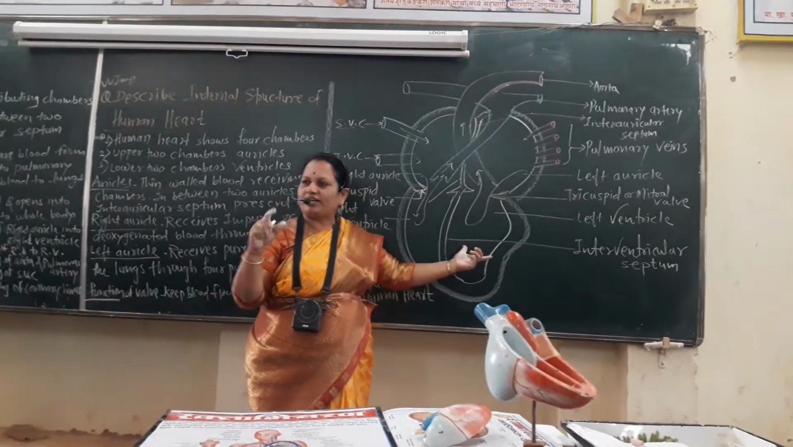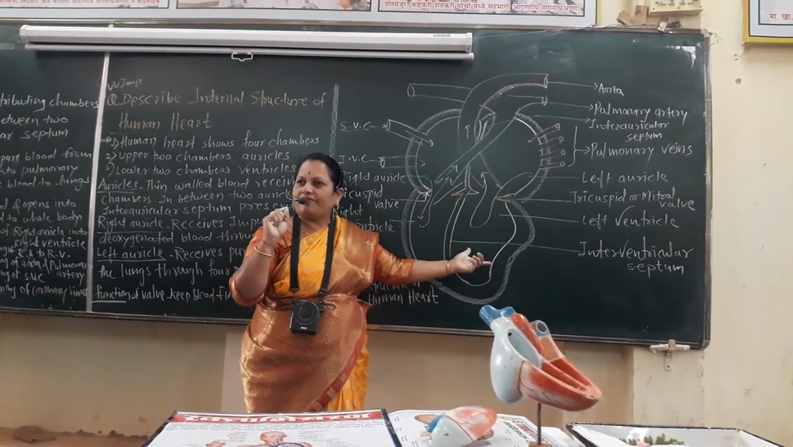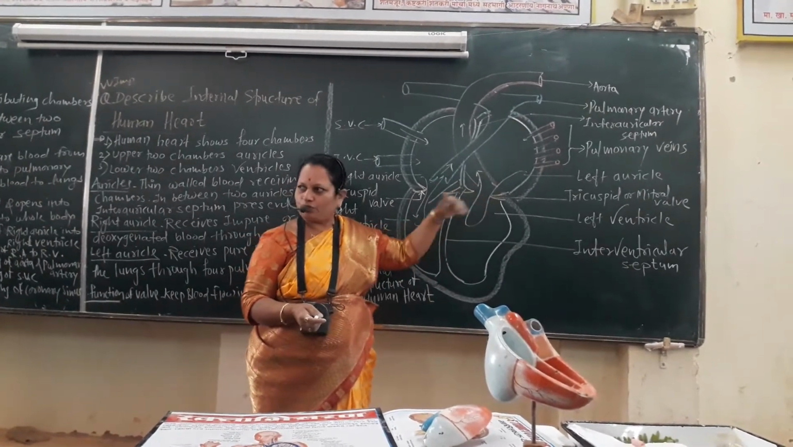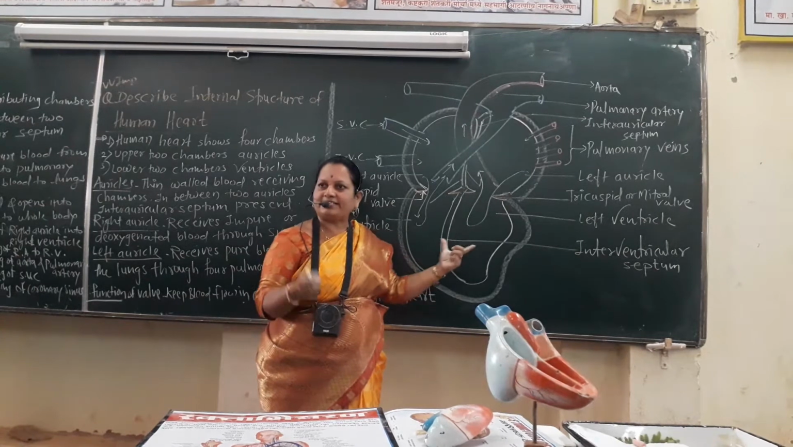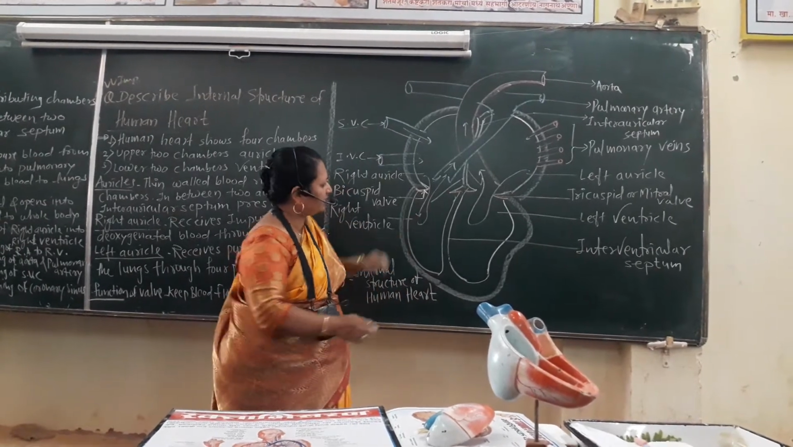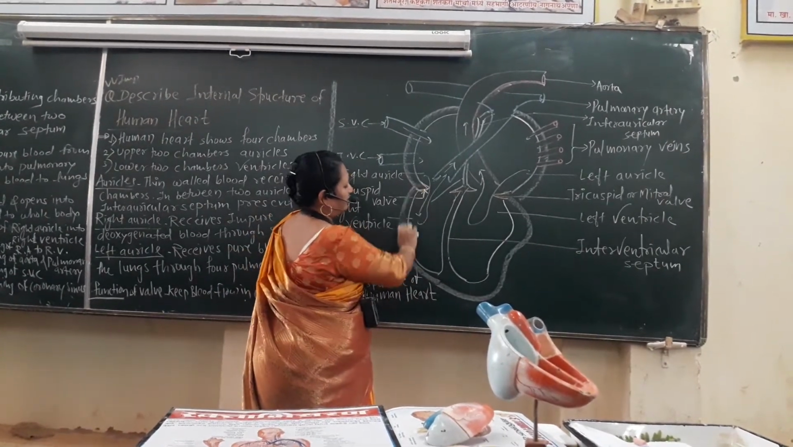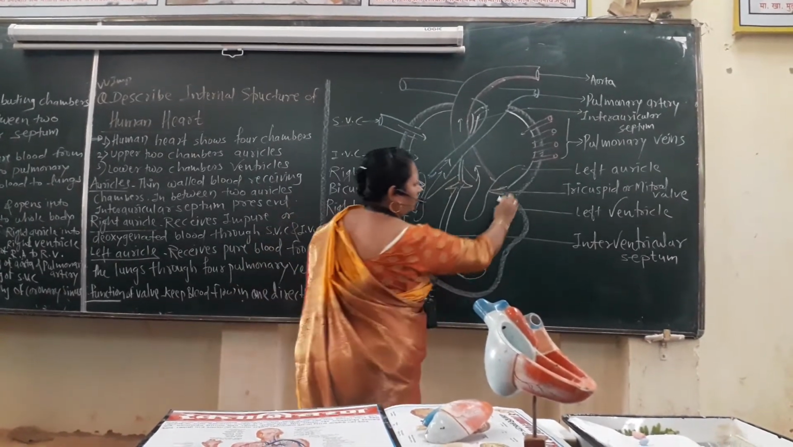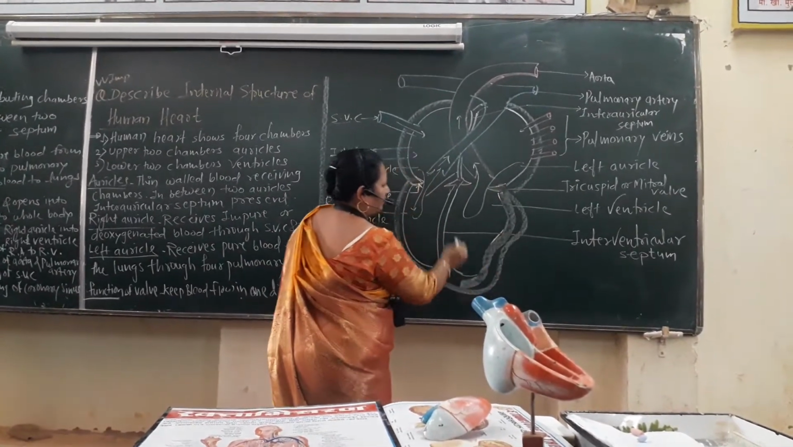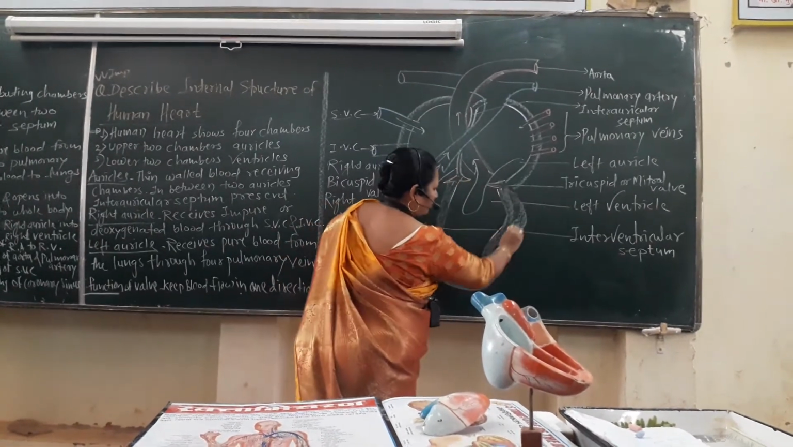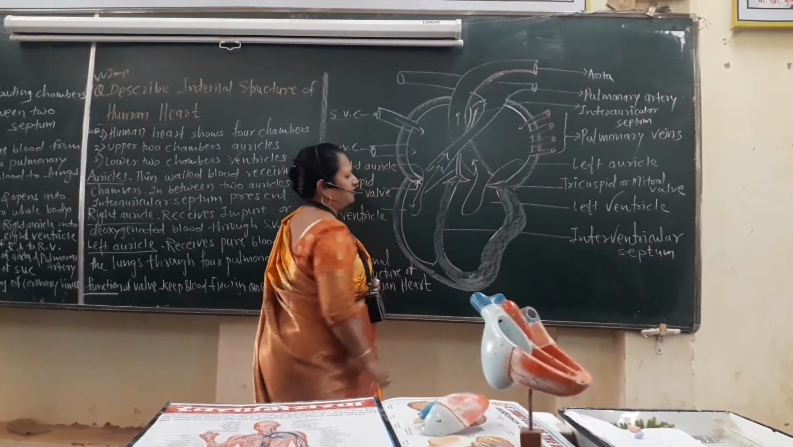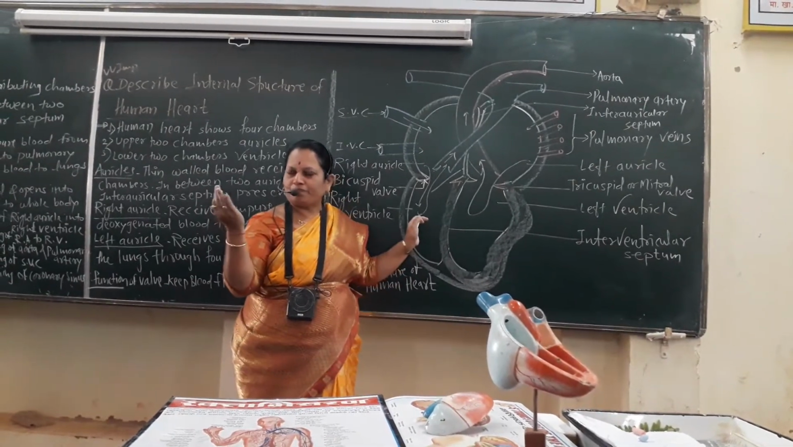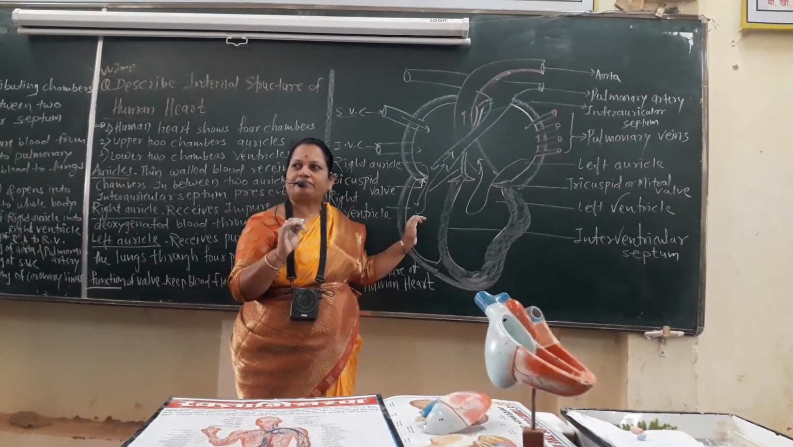Why are ventricles called distributing chambers? Because ventricles distribute the blood, impure blood and pure blood, to the body. Therefore, ventricles are called distributing chambers. The thickness of the ventricle is greater than that of the auricle. Auricles are thin-walled while ventricles are thick-walled. The wall of the left ventricle is thicker than the wall of the right ventricle. Fine? What is the reason behind it?